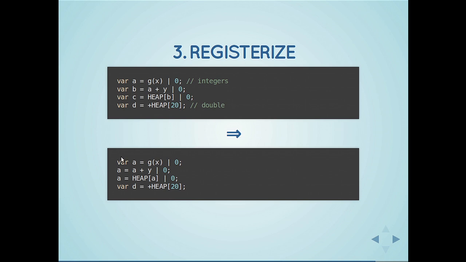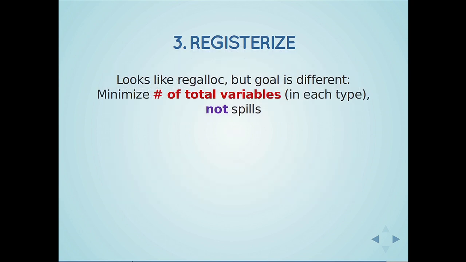Basically, the registerize pass will see that for B and C we can just reuse the variable A. We don't need to actually keep A alive after we use it here, and likewise for B, so we can just consolidate this into 2 variables. And this looks like register allocation, kind of, doesn't it? I mean, even the name is kind of the same. But actually, there's a significantly different goal. So it's similar, but not identical.